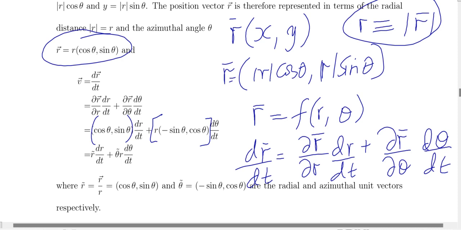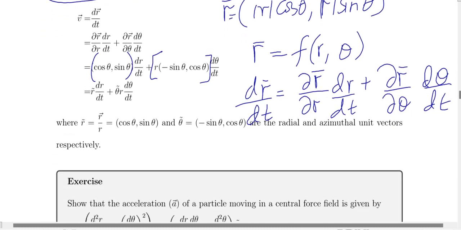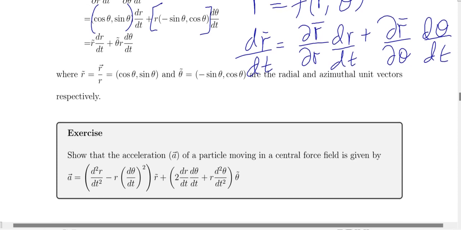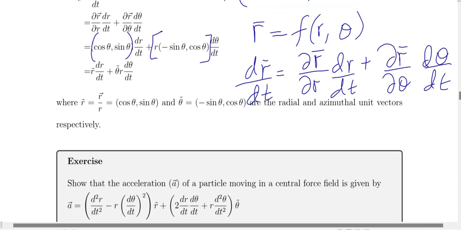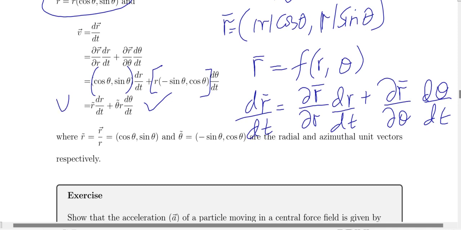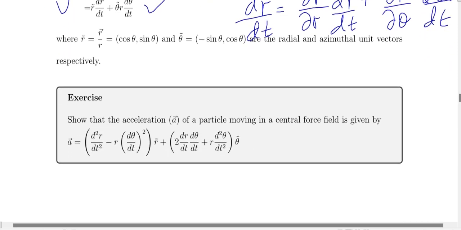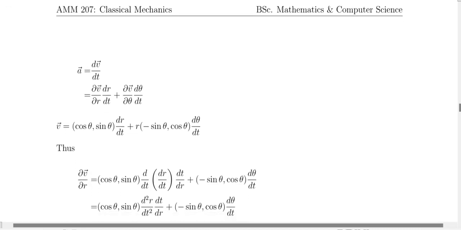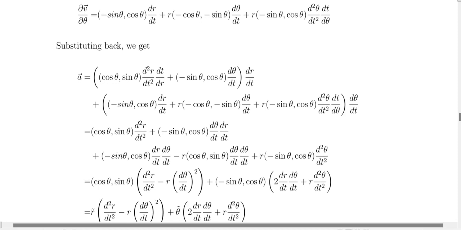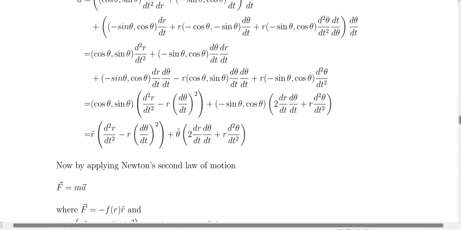And these are the position vector in the radial and azimuthal directions. Now we can similarly find the acceleration of the particle by differentiating the expression that we get here again. This is the velocity, and the acceleration is the time rate of change of the velocity. So we can work out that derivative. Now I'll skip the derivation, and then we go to the equations of motion.